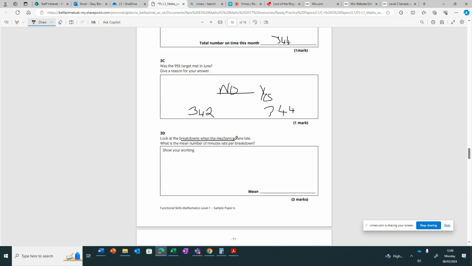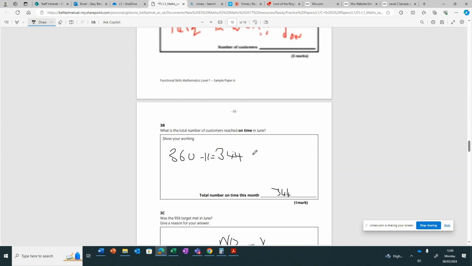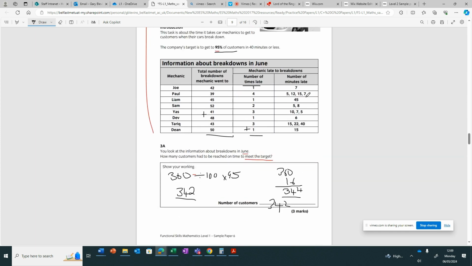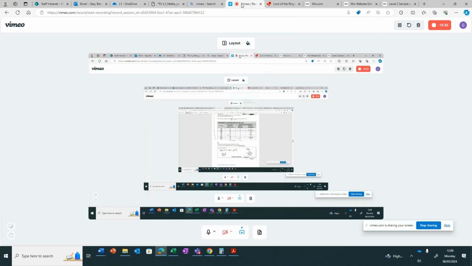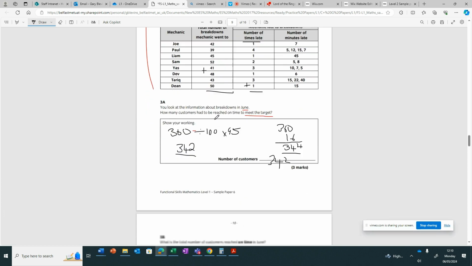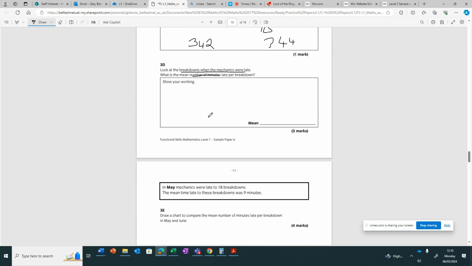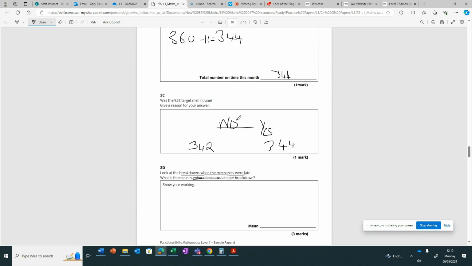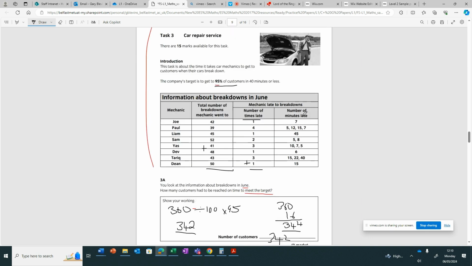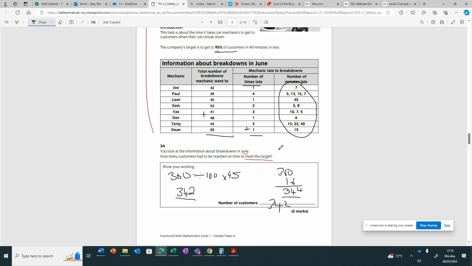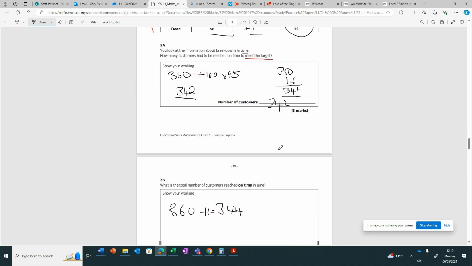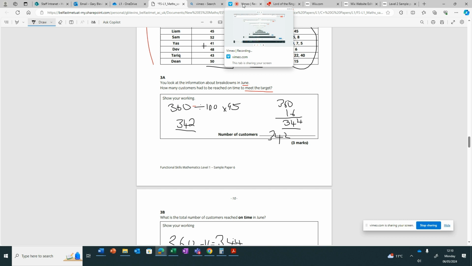Look at the breakdowns when mechanics were late. What's the mean number of minutes late per breakdown? Right, well, let's look at the breakdowns when mechanics were late. To work out the mean, we need to add everything up, so that's these, and divide by how many things we have. There's 16 things there in total. So we need to add those up first, which we'll do very quickly now for you.